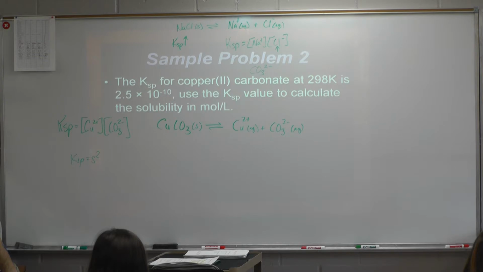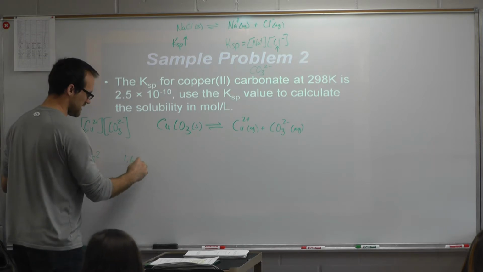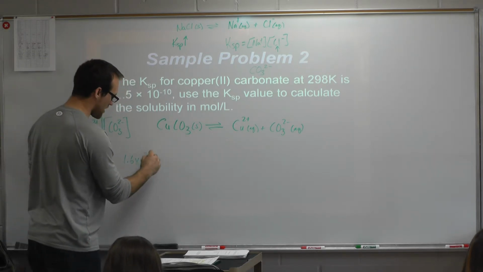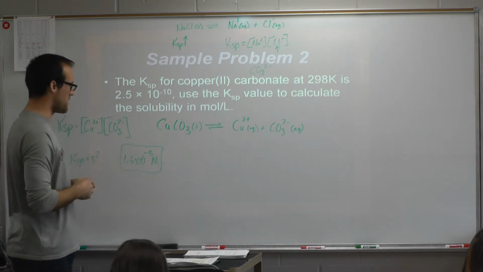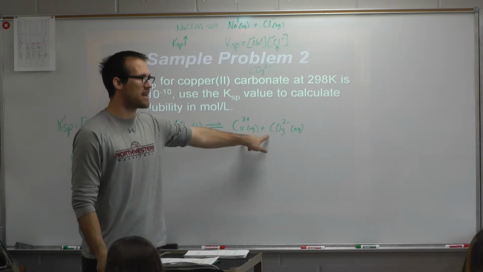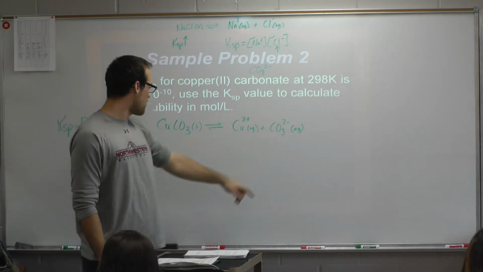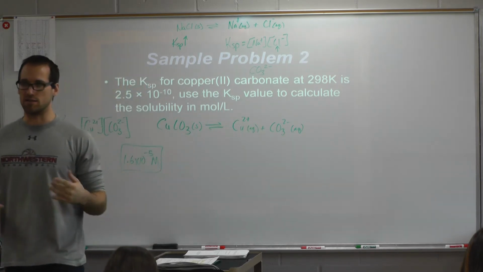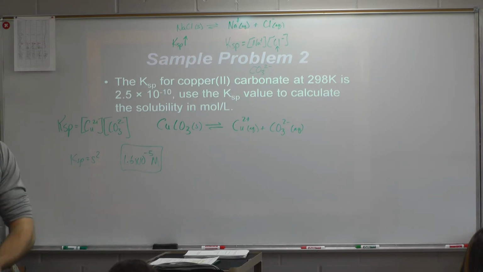1.58 times 10 to the negative 5th molar. So approximately 1.6 times 10 to the negative 5th. So what that's telling me is exactly how many ions I have dissolved. I know that I have this many moles per liter of each of these ions in solution at equilibrium. That's its saturation point. I cannot have any more.